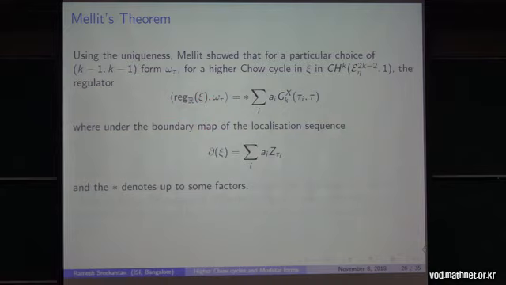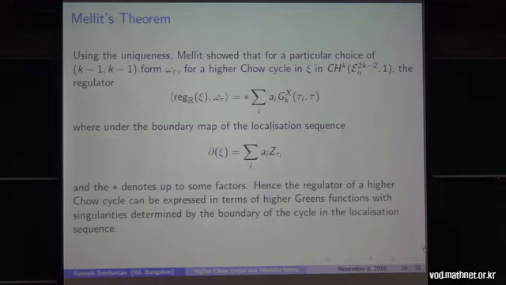Okay, so this ξ is a relation between certain CM cycles. And so it will determine certain points τ_i in its divisor, more or less, and you put those things in here, and he showed that the regulator is equal to this function. Okay, so what it means is the regulator of a higher Chow cycle can be expressed in terms of higher Green's functions, whose singularity is determined by the boundary of the cycle in the localization sequence. So where the divisor of the function is.